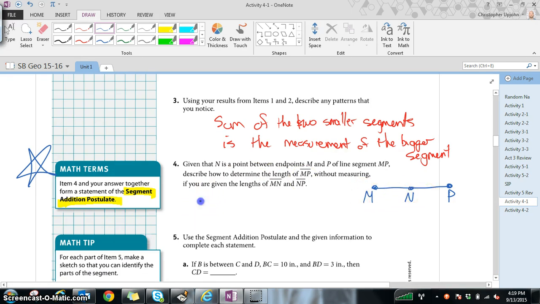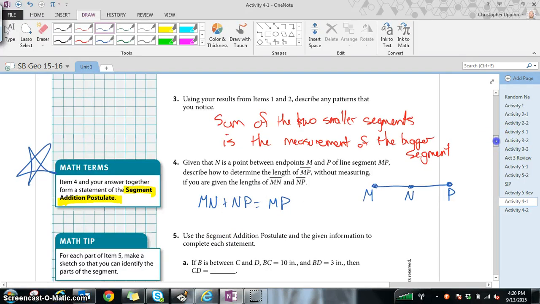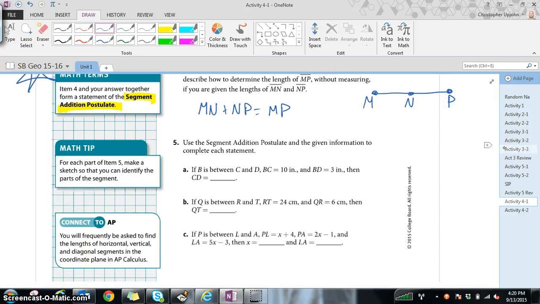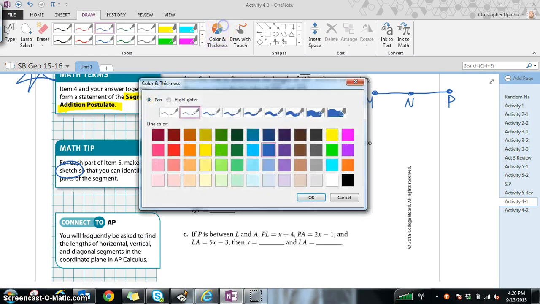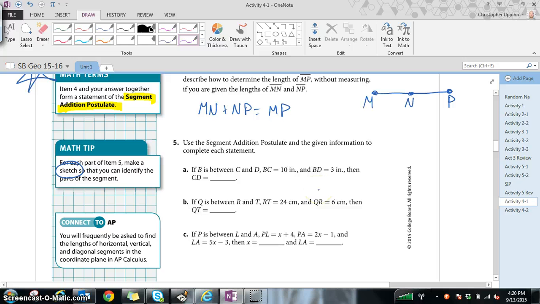So very simple, MN plus NP equals MP. Notice I don't have the segment marks over top because they're not segments, they're the measurements. We can't add segments, we add measurements. And we could have rearranged this so we could find the smaller parts if we had the bigger parts, and so on and so forth. Again, I think writing it out makes it easier. It even says draw a sketch. I really suggest that you do that. It makes things a little bit easier.